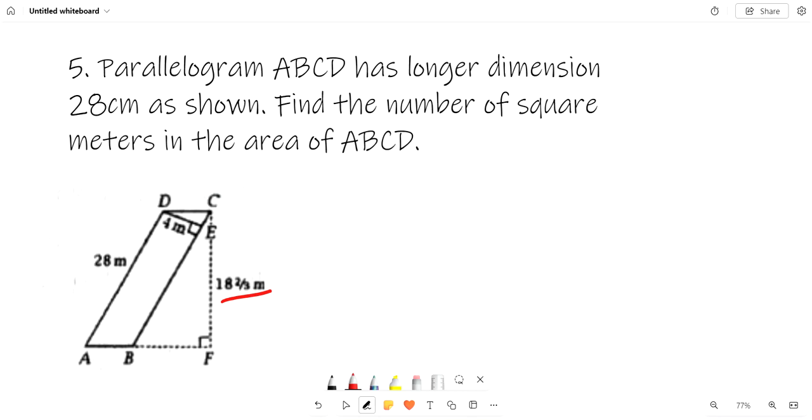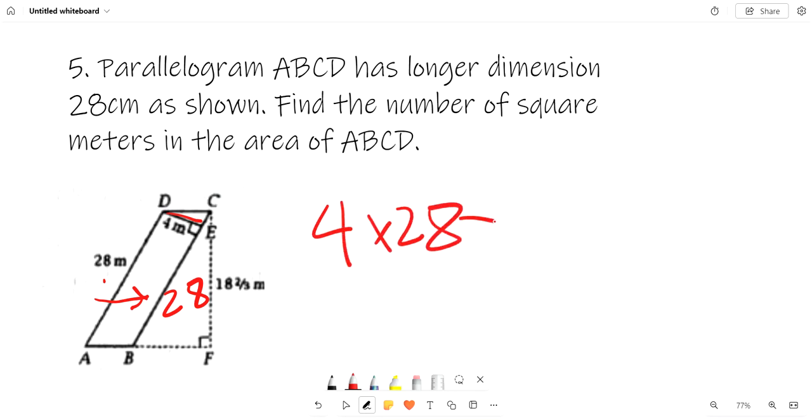So this question is actually relatively easy, because we do not need to know about this whole entire section, because we already know that if it is a parallelogram, then this should travel onto here. So that's 28. And this is the altitude, so all I need to do is 4 times 28, which is 112 meters squared.